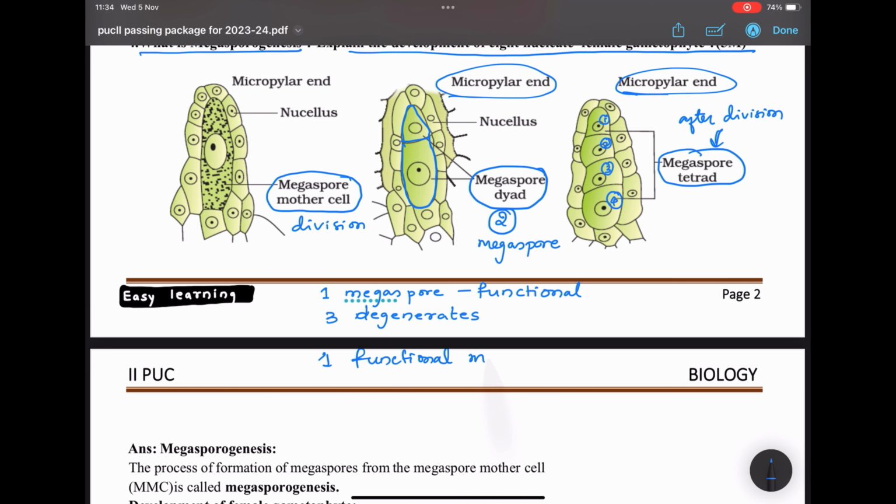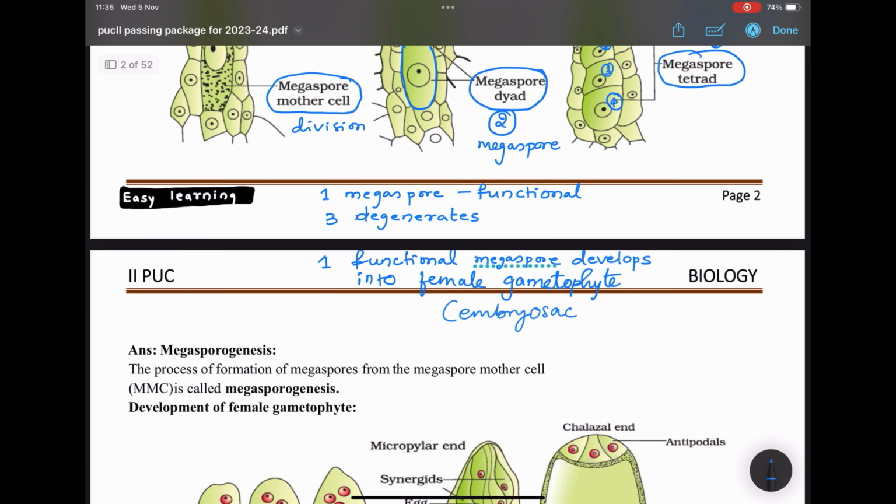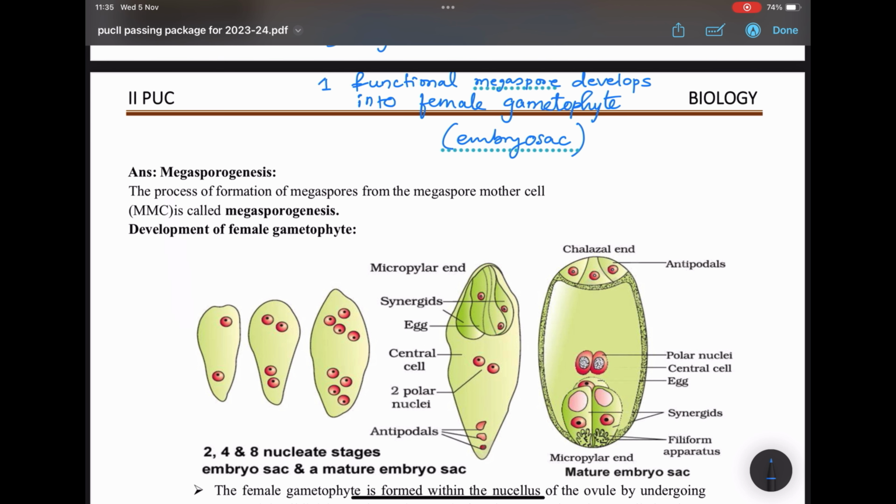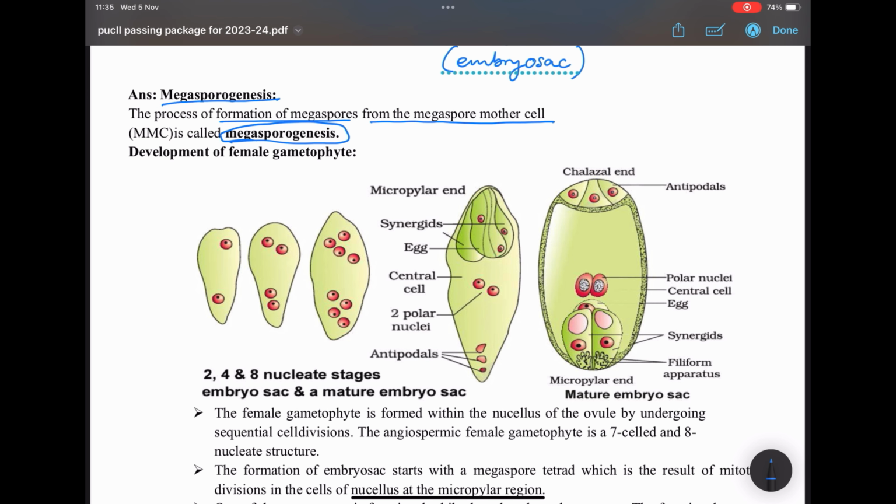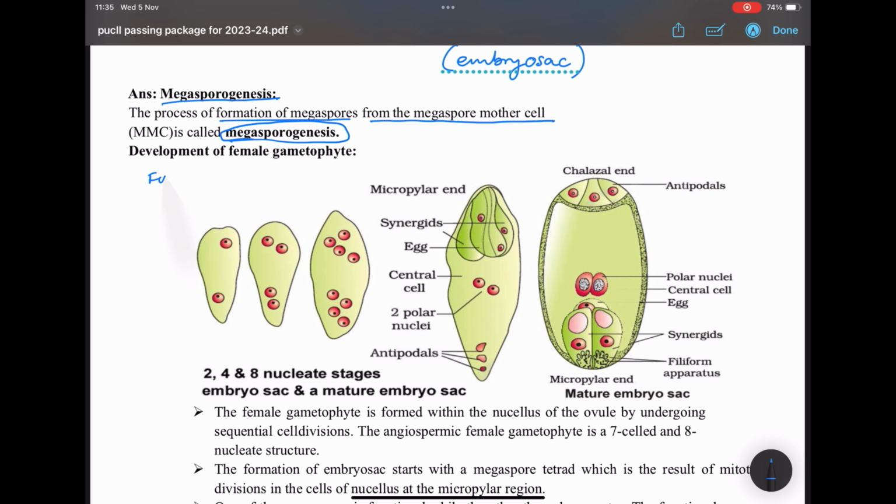So this one functional megaspore develops into the female gametophyte, that is the embryo sac. So megasporogenesis is the formation of megaspores from the megaspore mother cell, that is MMC. Development of the female gametophyte is explained with a neat labeled diagram.